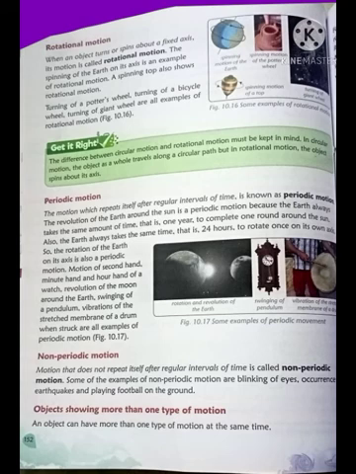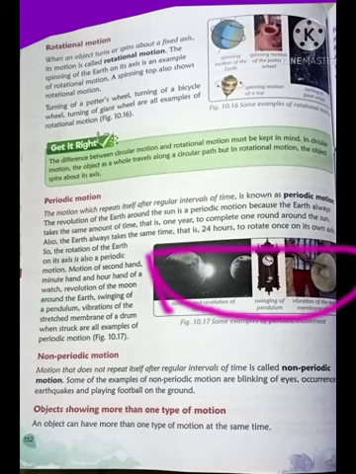Get it right. The difference between circular motion and rotational motion must be kept in mind. In circular motion, the object as a whole travels along a circular path, but in rotational motion, the object spins about its axis.